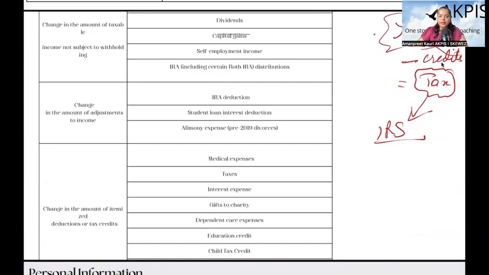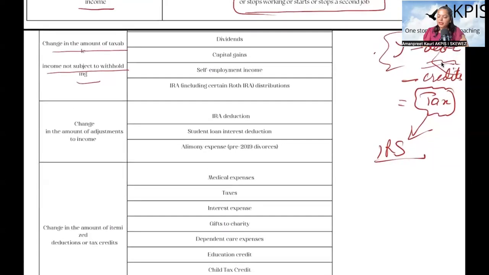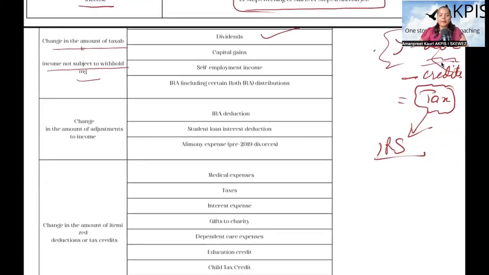Apart from this, there is change in the amount of taxable income not subject to withholding, right? Your dividends, for example, if you have invested in shares of a particular company; capital gains if you sold your property; self-employment income if you are carrying out business operations; or any kind of distribution by the governing body. If there has been any change in the amount of taxable income which is not subject to withholding tax, you are supposed to have every detail for the proper calculation of tax, right?